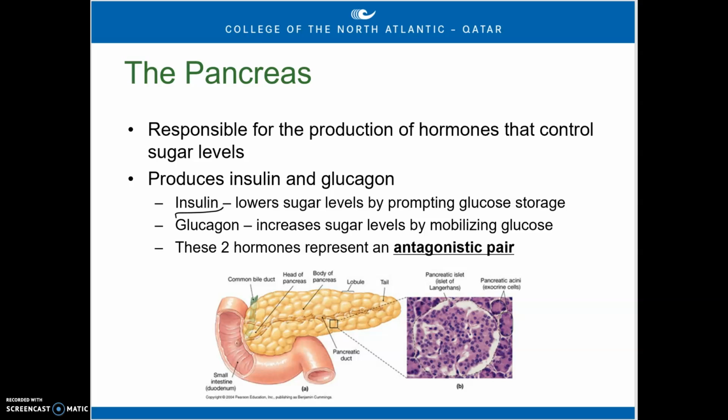And then we have glucagon, which is the second hormone produced, and this works to help us increase our blood sugar level in case we need it. So these two hormones, insulin and glucagon, work antagonistically. So they work against each other. Insulin does one thing, glucagon does the exact opposite.